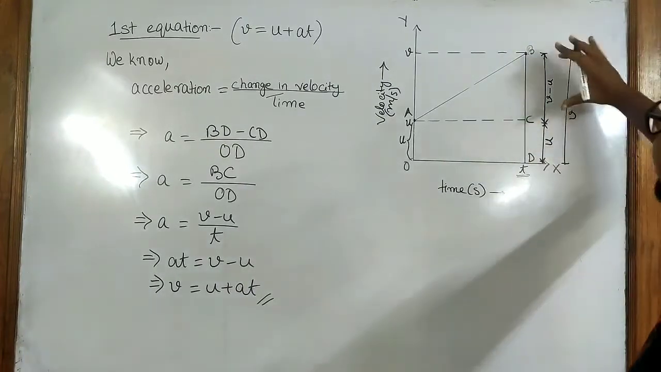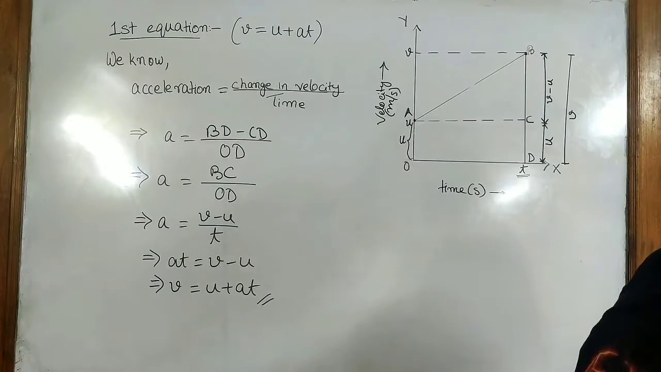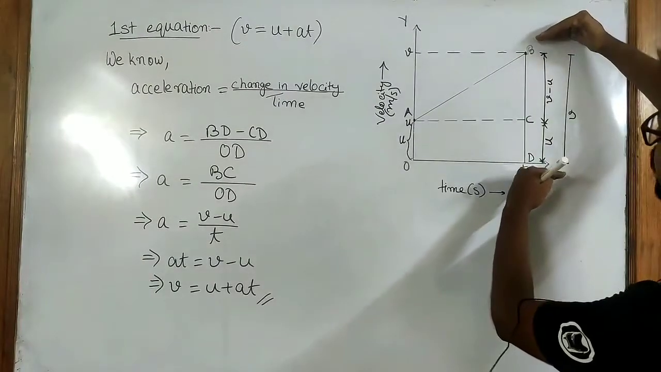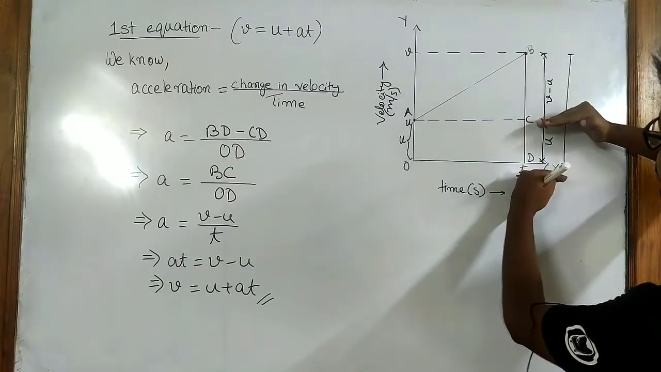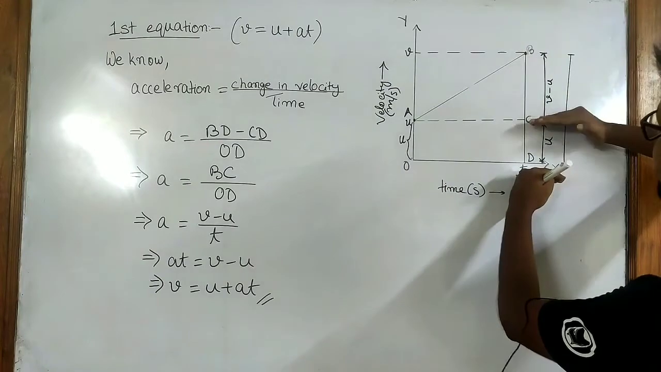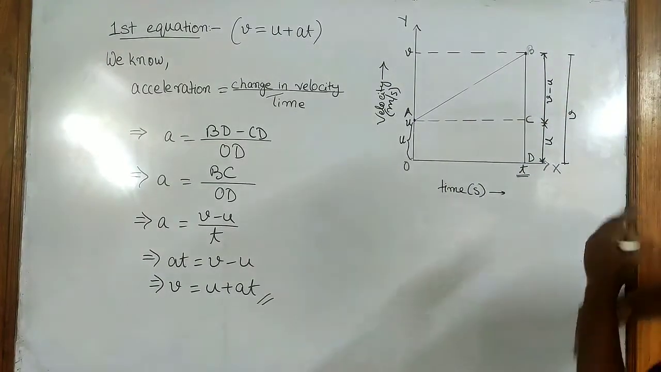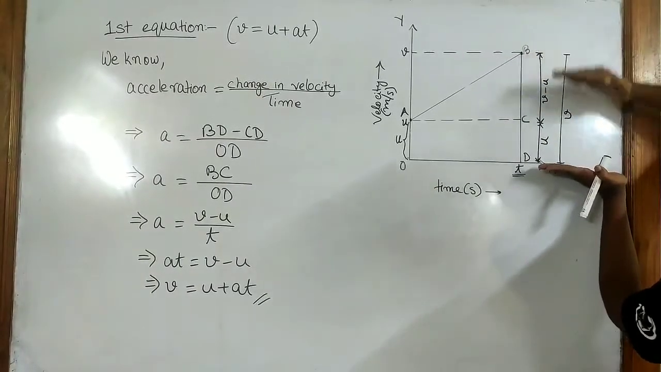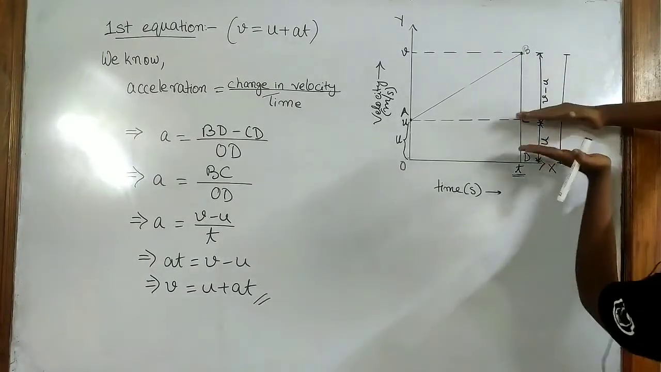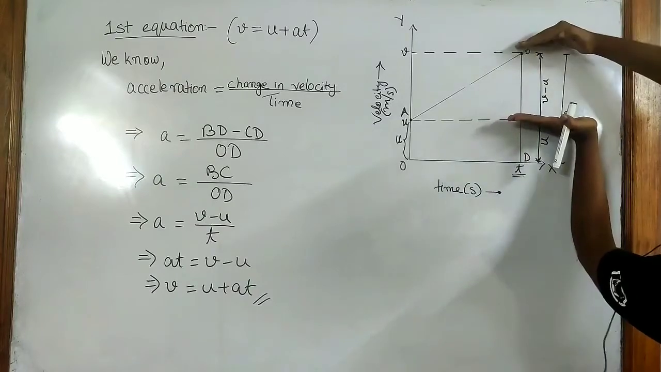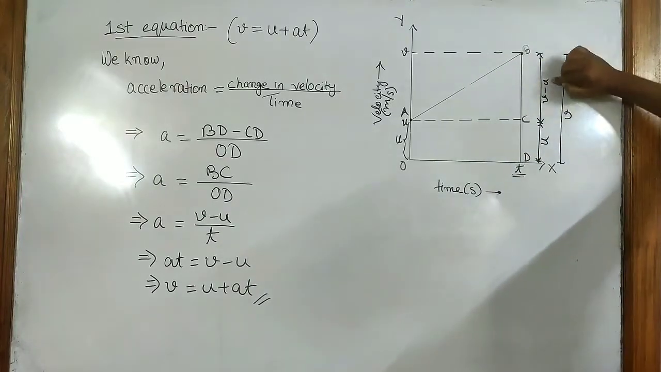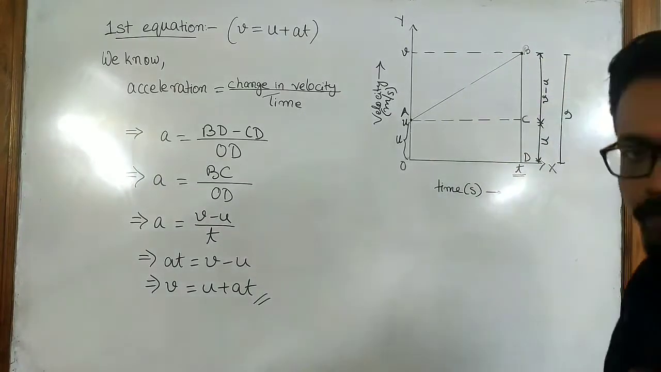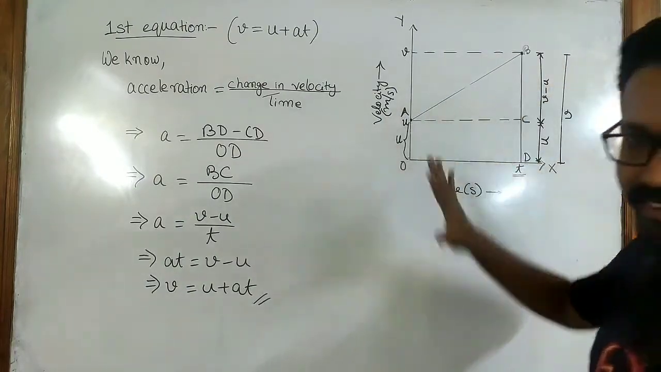So now what is the difference between the initial and the final velocity? This is our final velocity, this is our initial velocity. If I take the final velocity and remove the initial velocity from this, we are left with this part. Am I right? So this is the change in velocity, this is v minus u. I hope you understood what is there in the graph.